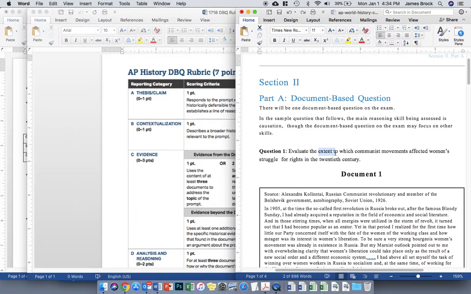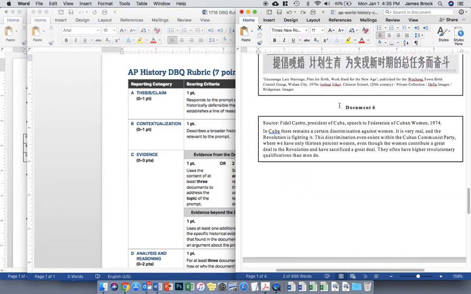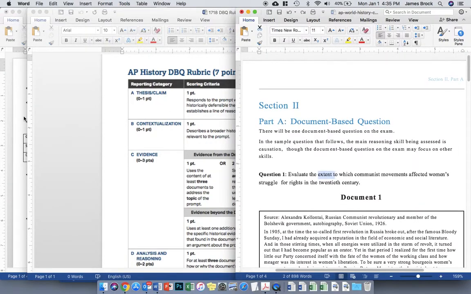And you can contradict yourself in your argument. You can say some documents show that maybe communist movements affected them greatly, while others not so much. You can say some of them affected women's struggle for rights greatly because of X and greatly because of Y. It's really up to you how you structure this. But one thing I really want you to think about is it's pretty obvious what they're wanting you to say here. They set up these questions and these 7 documents to help you construct an argument, and that's what we're going to do. Okay?